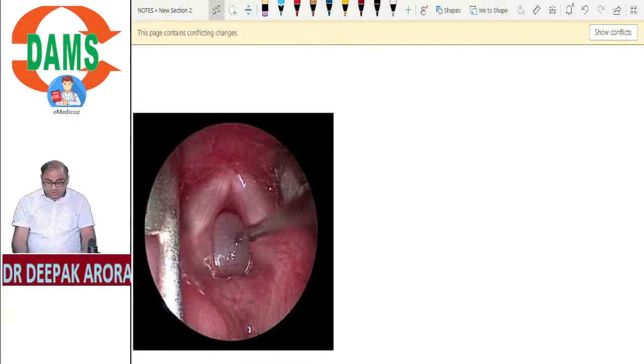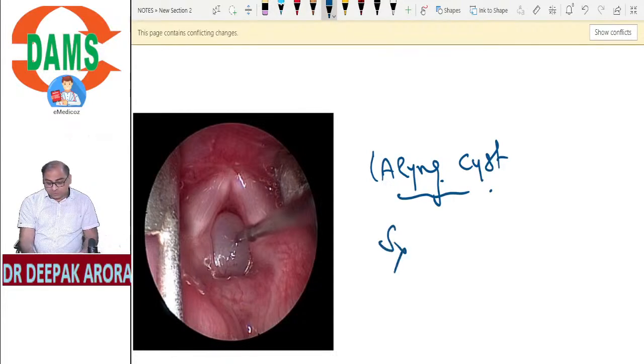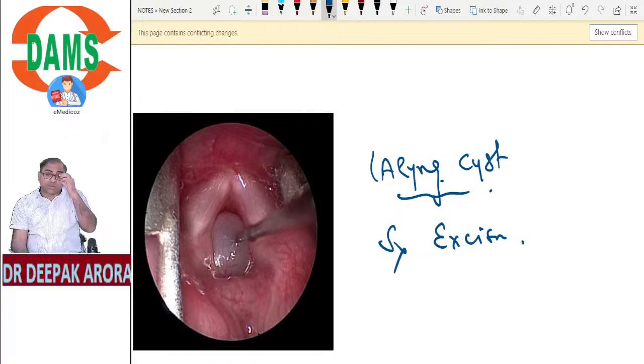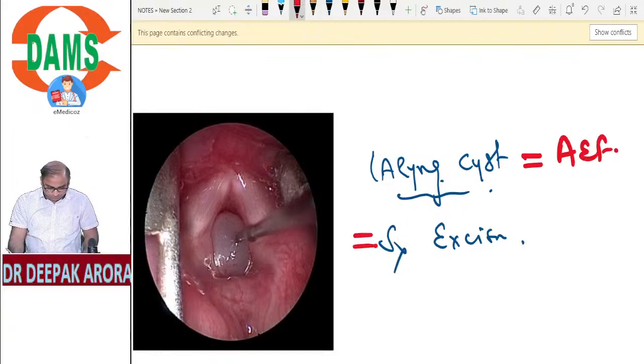This is an endoscopic view of a laryngeal cyst. What is the most common site? We have already learned: aryepiglottic fold. It is a surgical exam area: aryepiglottic fold, subglottic area. These are the important ones. So what will be my formula? My formula will be: laryngeal cyst equals aryepiglottic fold equals surgical exam.